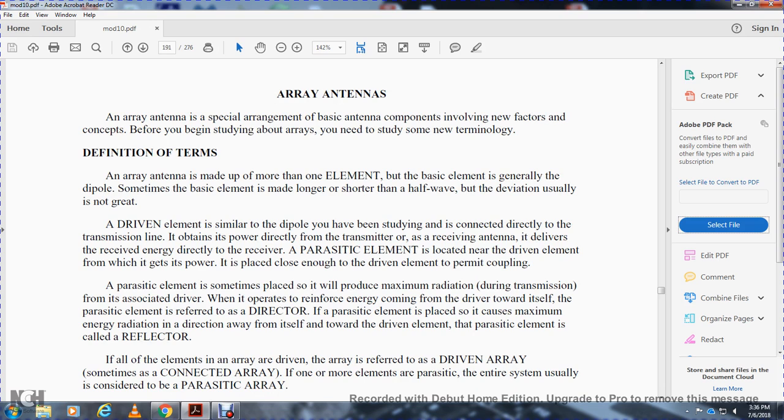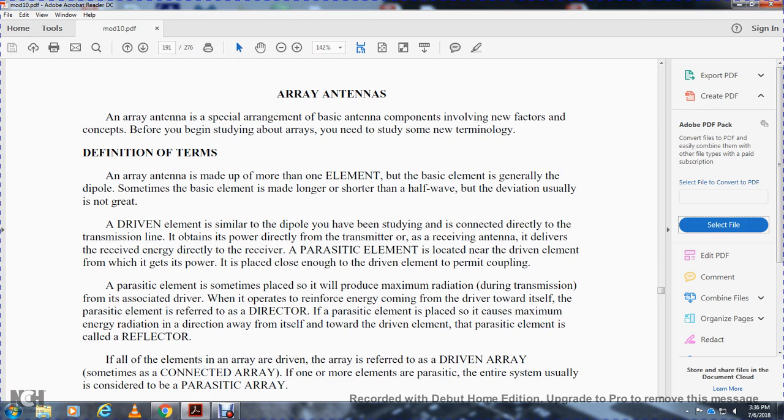The driven element is similar to the dipole, connected directly with the transmission line that obtains power directly from the transmitter. When receiving, the antenna delivers the received energy directly to the receiver. The parasitic element is located near the driven element, from which it gets its power through coupling. Alright, a parasitic element is sometimes placed so as to produce maximum radiation in the direction toward itself from the associated driven element, reinforcing the energy coming from the driver.